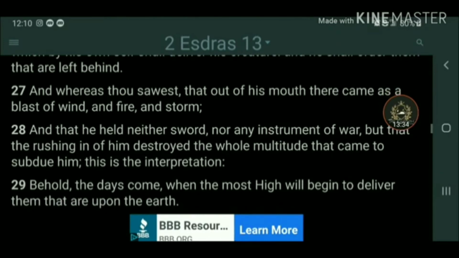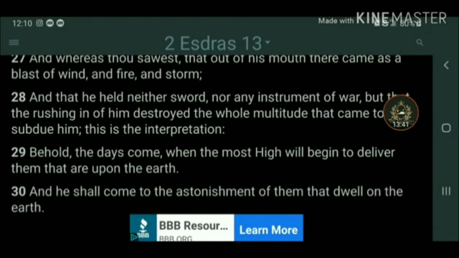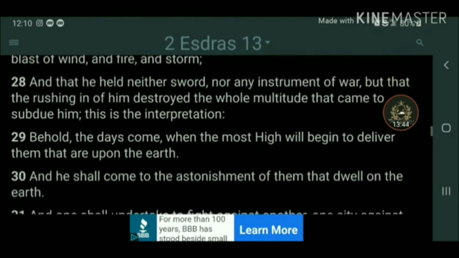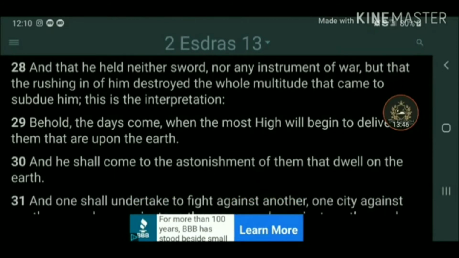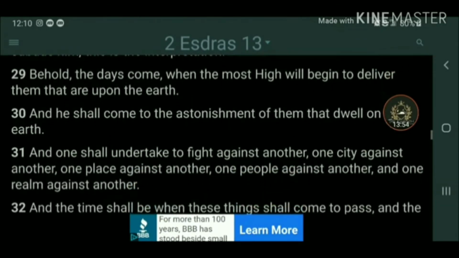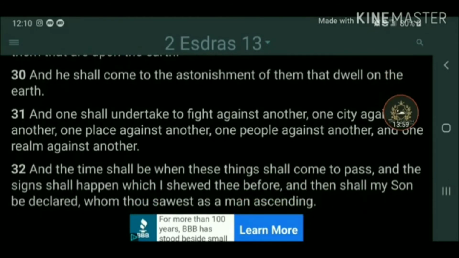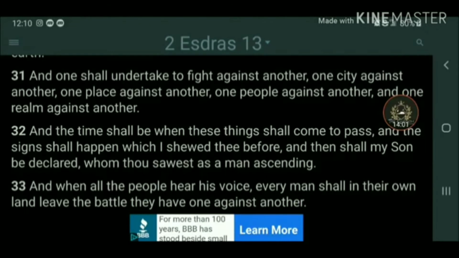Verse 27. And whereas thou sawest that out of his mouth there came as a blast of wind, fire, and a storm, and that he held neither sword nor any instrument of war, but that the rushing in of him destroyed the whole multitude that came to subdue him. This is the interpretation. Behold, the days come when the Most High will begin to deliver them that are upon the earth, and he shall come to the astonishment of them that dwell on earth. And one shall undertake to fight against another, one city against another, one place against another, one people against another, and one realm against another.